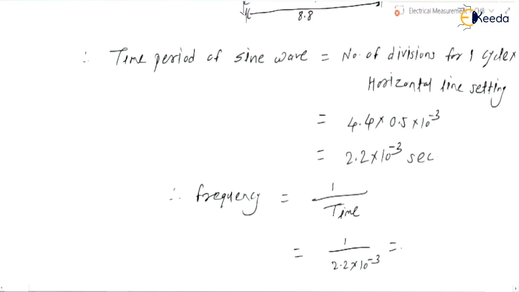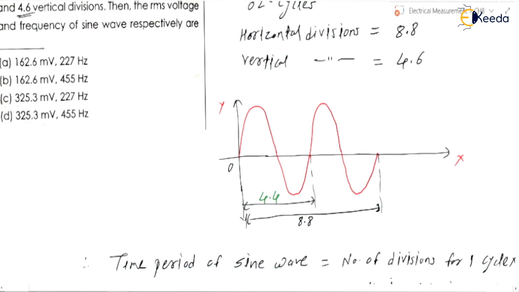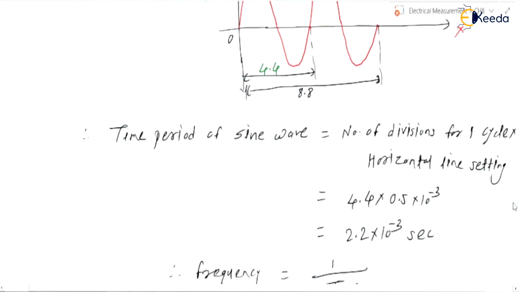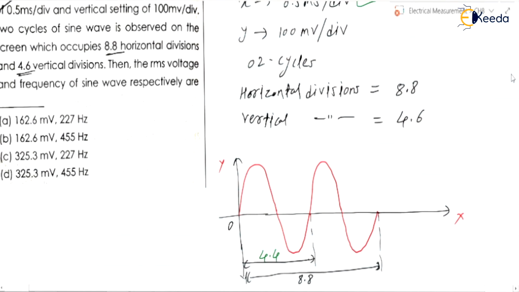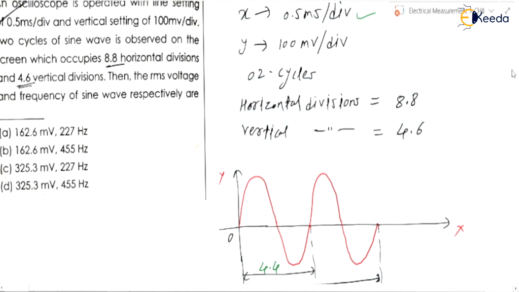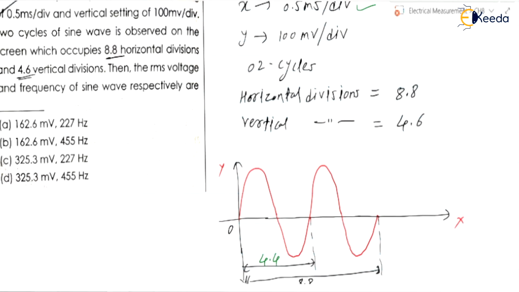So if you check, 454.54 hertz. That is roughly 455 hertz. Okay, 455 hertz, this is the frequency. Next, what about the RMS value? So if you check, for vertical, how many divisions are we having?